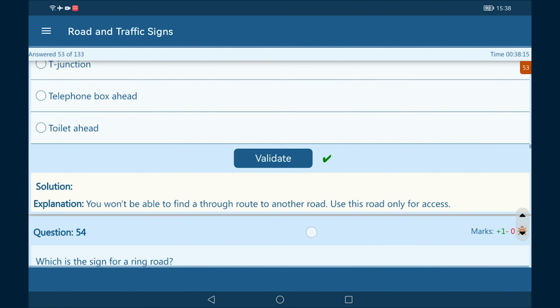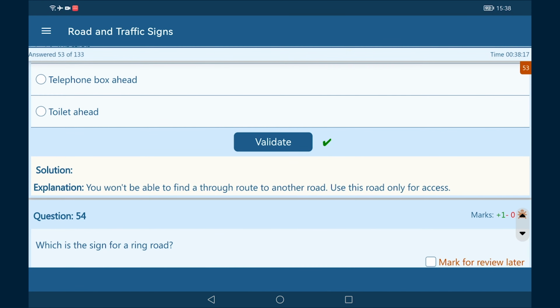Explanation. You won't be able to find a through route to another road. Use this road only for access.